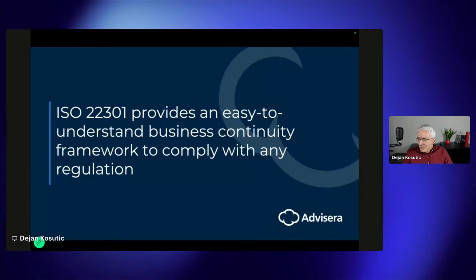Okay, great. So let me go back here. So in other words, ISO 22301 obviously is for most professionals something that they regularly use. And as it says here, ISO 22301 provides an easy to understand business continuity framework. And it can be used not only for ISO 22301 certification, it can be used also as a basis for complying with, in this case, NIS2 and DORA. Good.